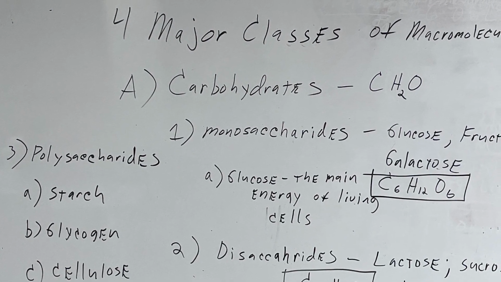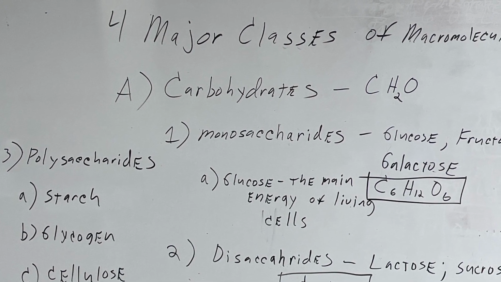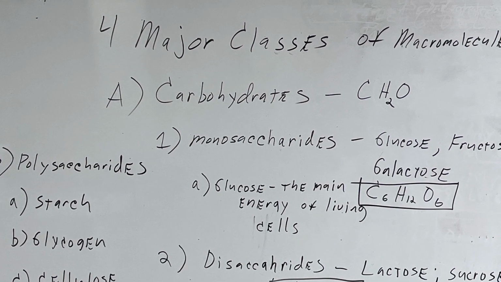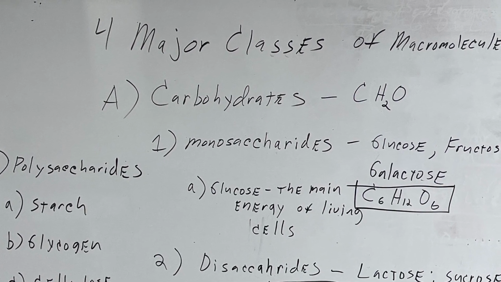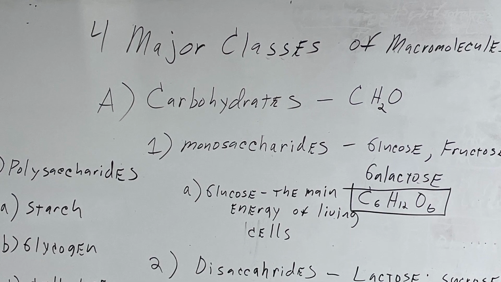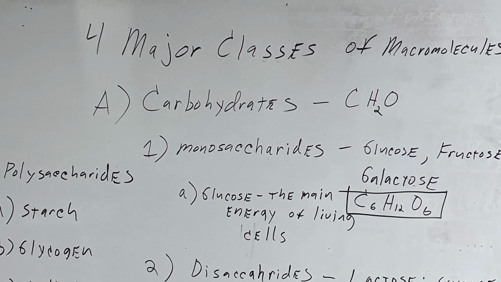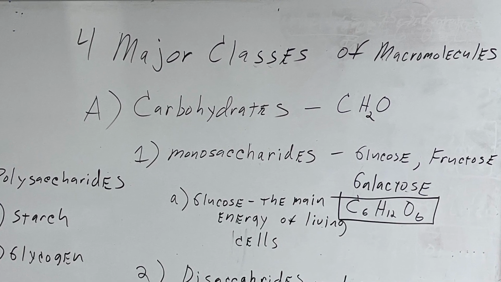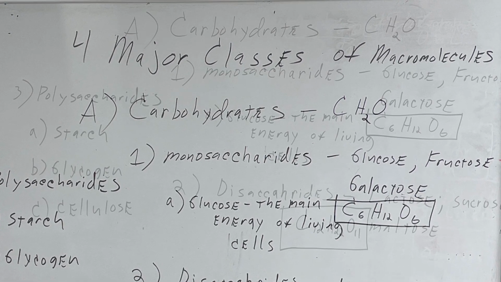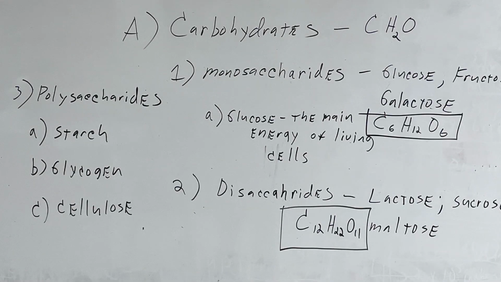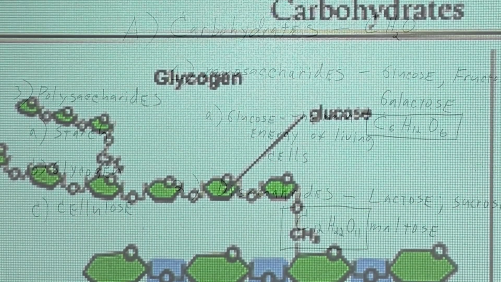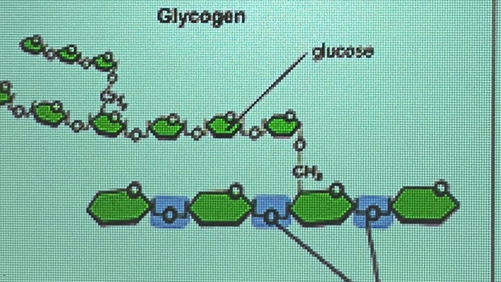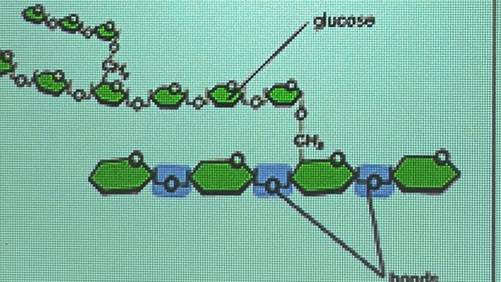Finally, let's look at the most complex of these macromolecules. These are the polysaccharides. Poly means many, saccharide means sugar. These three important polysaccharides are long chains of glucose. So since these are long chains of glucose, these can be an important energy source, whether it be for a plant or whether it be for an animal. So here we have glycogen. It's a polysaccharide. Notice all the glucose molecules linked together.